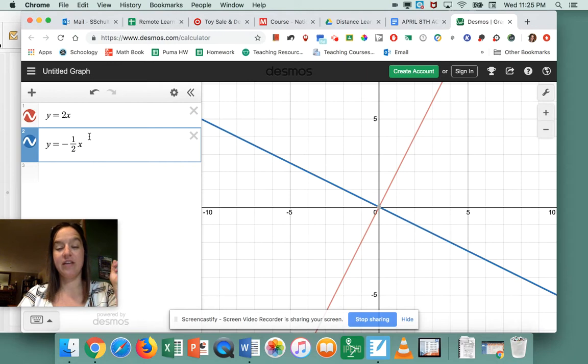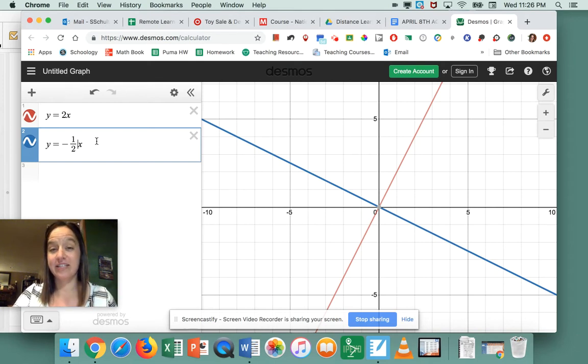negative 1/2 x. Anytime we're looking at slope-intercept form, y equals mx plus b, to get a perpendicular line, you have to find the opposite reciprocal. The opposite of 2 is negative 2, and the reciprocal of negative 2 is negative 1/2. So to find that perpendicular line, you're looking for the opposite reciprocal.